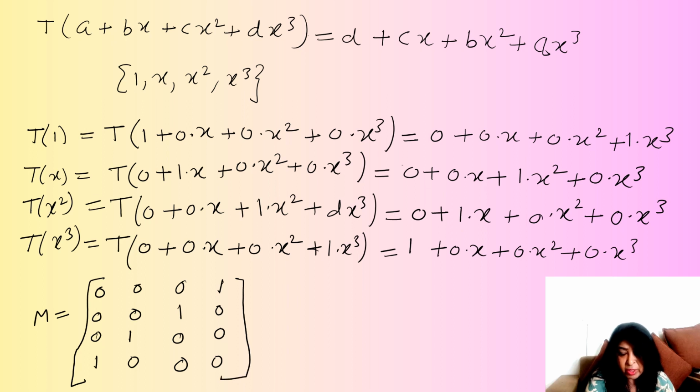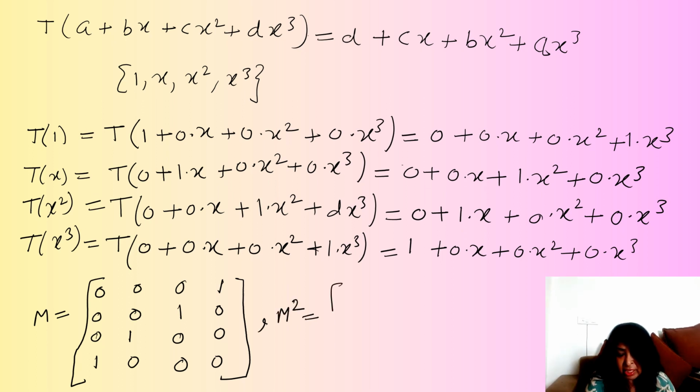Clear? So how we have taken these quantities? We have taken 0, 0, 0 and 1 as the first column, then 0, 0, 1, 0 as the second column and so on. Now what will we find? We have to prove the result. So what will we do? We will find M square.